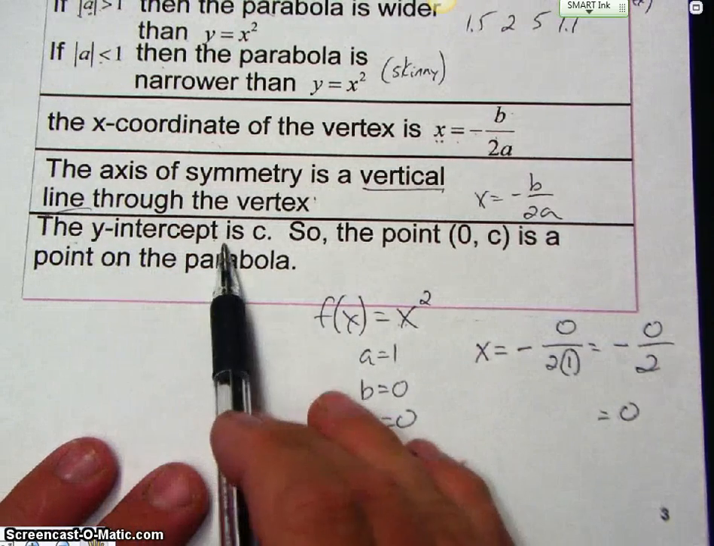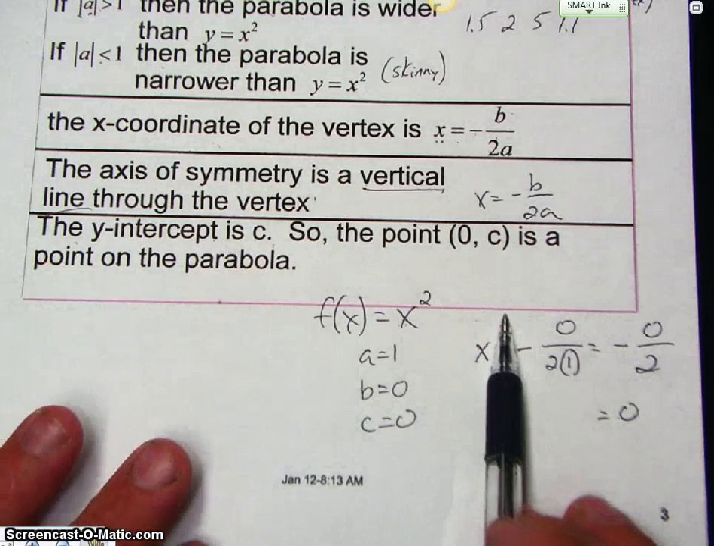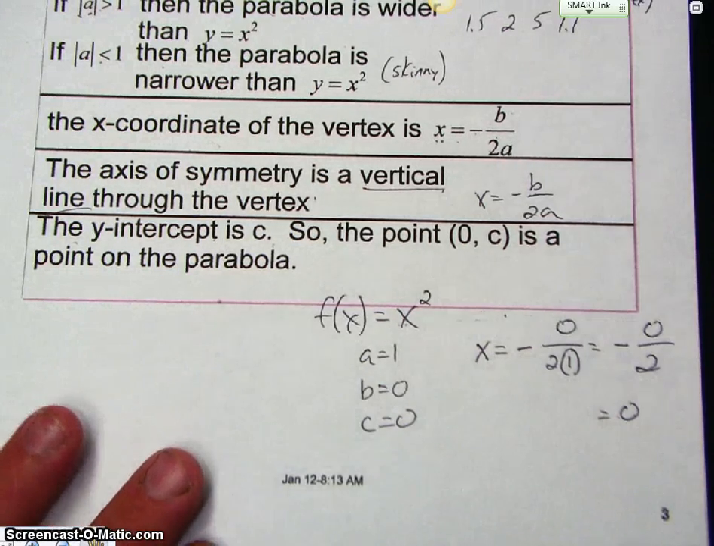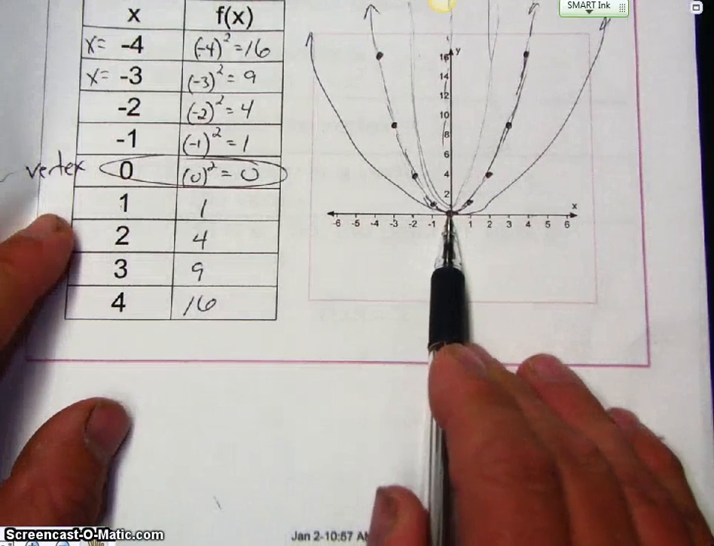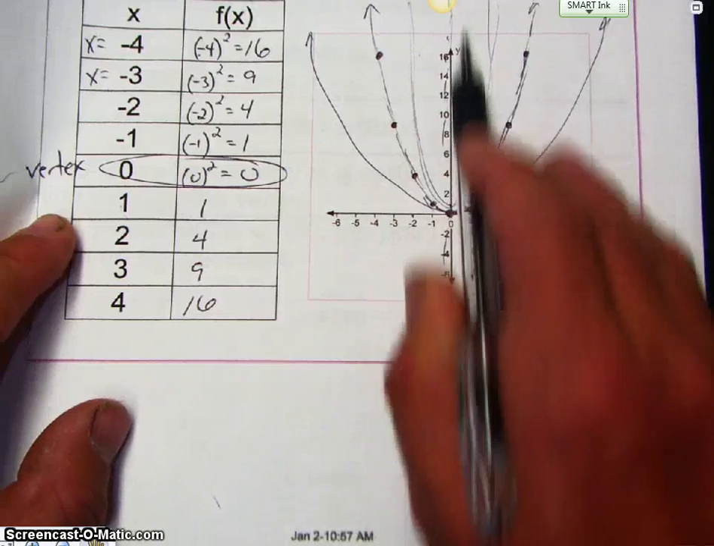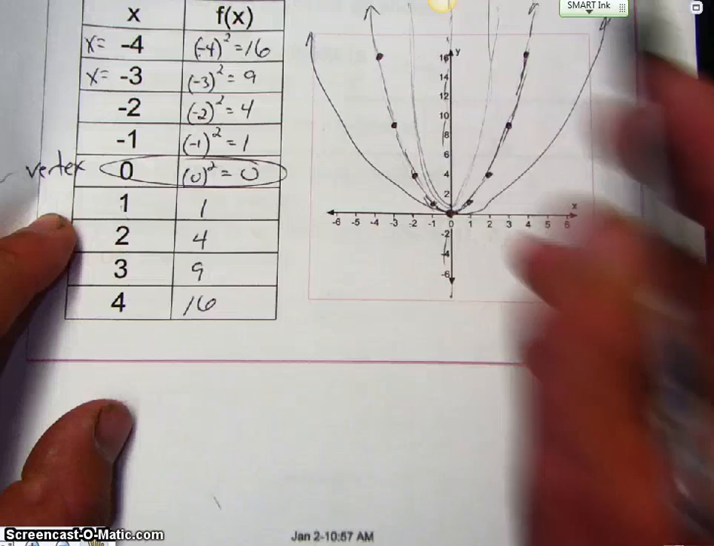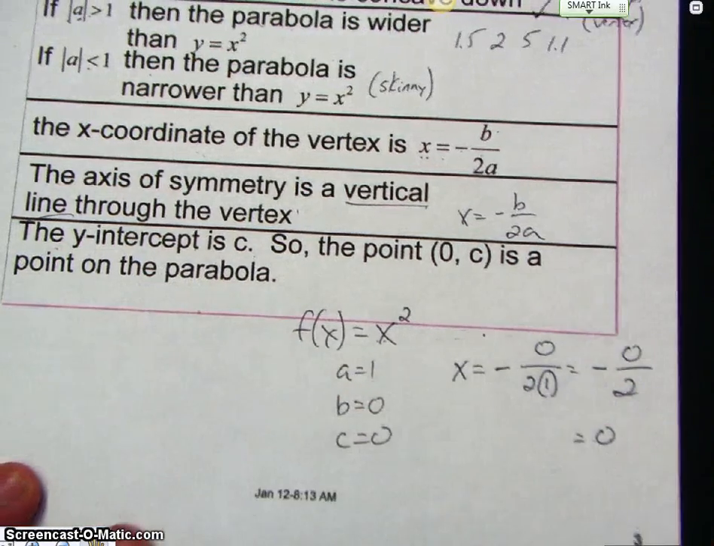The y-intercept is c. So wherever c is, you see c, there's no c, so it's 0. Well, for the parent function here, it's the vertex, but it also crosses the axis. This is the only point where it touches, not the x-axis, the y-axis, excuse me. All right, so the y-intercept is where it crosses the y-axis.